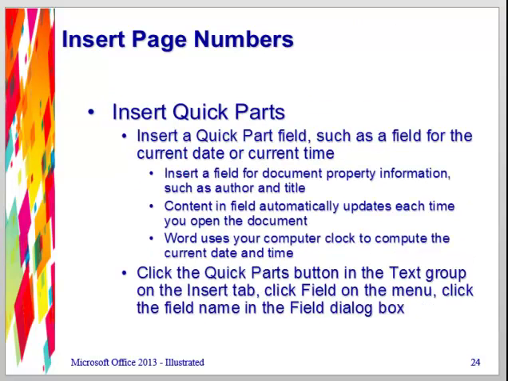So Quick Parts, we already covered Quick Parts. We talked about how to insert specific document property information such as an author or a title, and it uses the computer clock to assign a date and time for your specific document if you choose to put the date and time in there, kind of like a timestamp on your document. So that's the end of inserting page numbers, headers, and footers, and timestamps, things like that.